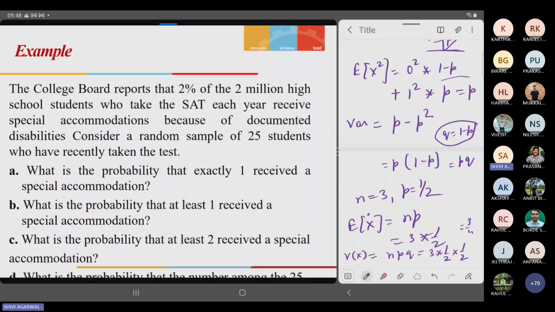So now come to the one example here. Okay, Mr. Vineet, one example here. The College Board reports that 2% of the 2 million high school students.